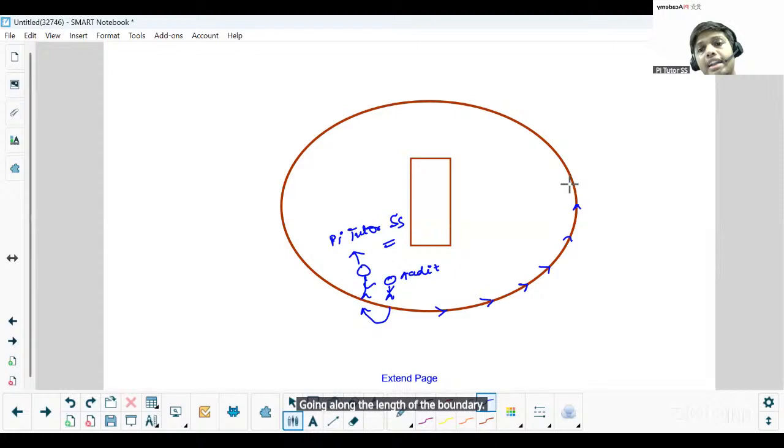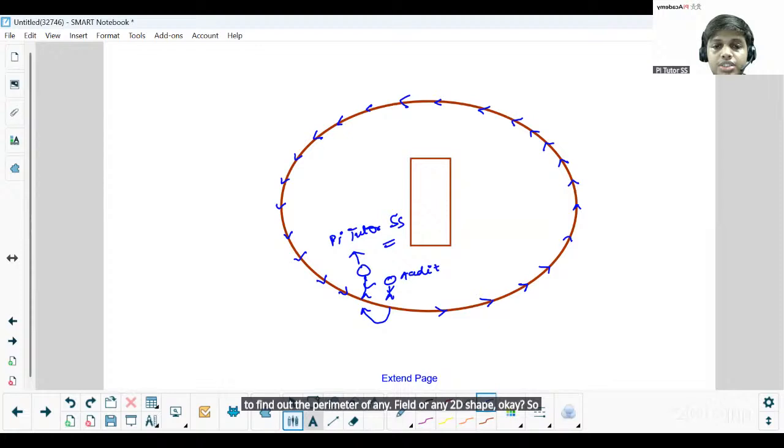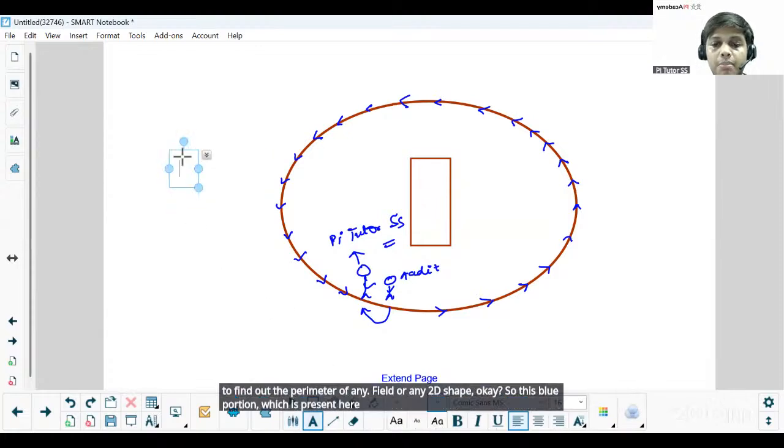To cover the entire field, we are going to call this your perimeter. You guys can note this down as well. You have to always calculate the total length of the boundary to find out the perimeter of any field or any 2D shape. So this blue portion which is present here becomes your perimeter.